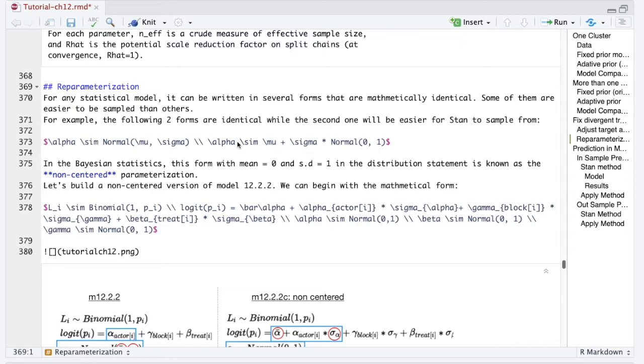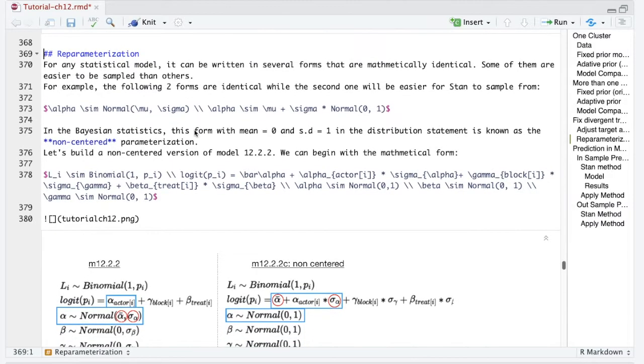The second solution is a more hardcore solution called reparameterization. Any statistical model can be written in several forms that are mathematically identical. Some of them are easier for Stan to sample than others. Alpha follows normal(mu, sigma), and the second one, alpha follows mu plus sigma times a standard normal distribution, are mathematically the same statement, when mu and sigma are hyperparameters, like we did in a multi-level model.